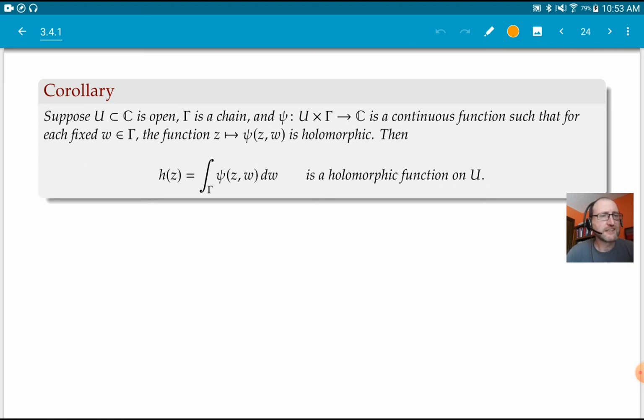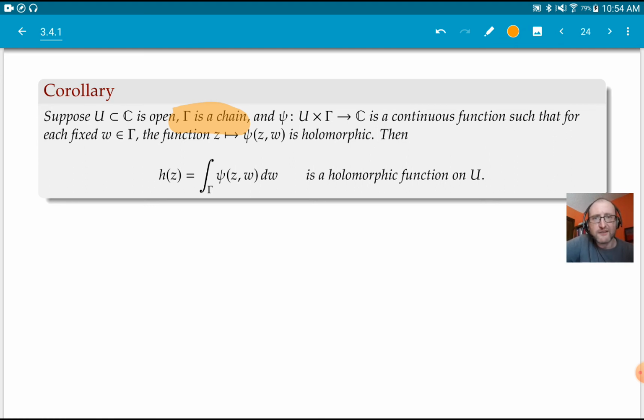So let's look at a corollary. This is basically just rewriting it for a path integral. So instead of an integral from 0 to 1, you could just have an integral over a chain. Suppose that I have this chain, whatever it is. It's some formal sum of a bunch of piecewise C1 paths. That's how we defined it.